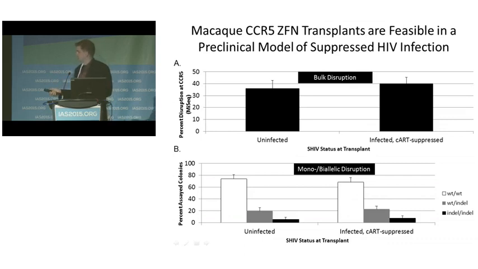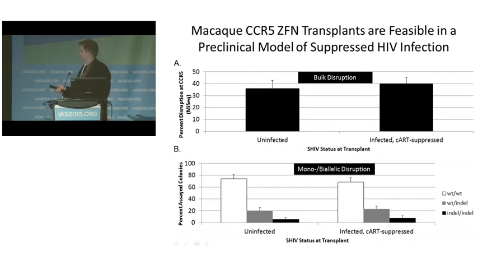So what we can see in vitro, at least, is that this is the uninfected cohort that I showed you before, just averaged out. Around 35 to 40% disruption and about 5% biallelic disruption. And then in our infected and ART-suppressed cohort, you can see a slight uptick both in the amount of bulk disruption at CCR5 and the number of biallelic disrupted stem cells. We don't think that this slight uptick has anything to do with the infection status of the animal.